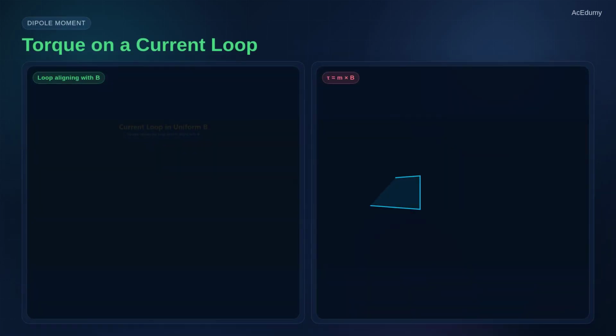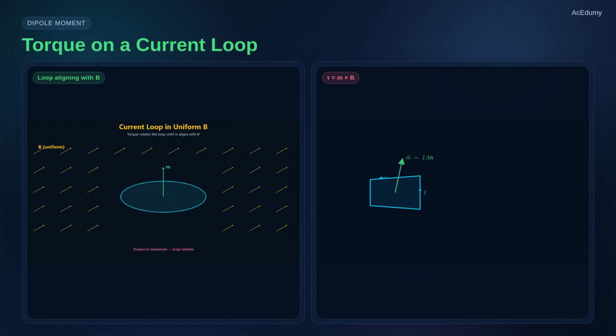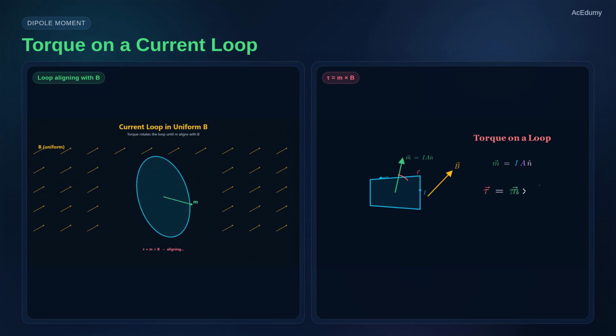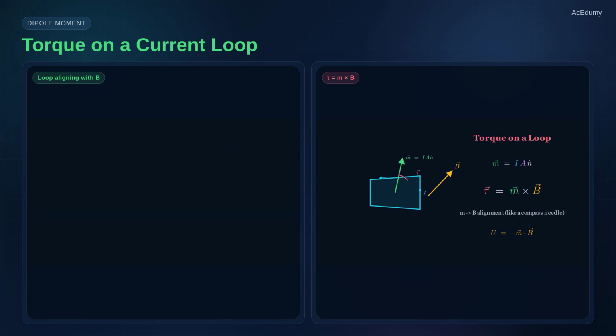What about a closed current loop in a uniform field? Here, the net force is zero. The forces on opposite sides cancel. But there is a torque, and it tries to rotate the loop. We define the magnetic dipole moment m as I times A times n hat, where A is the area of the loop and n hat is the unit normal chosen by the right-hand rule along the current direction. Why this particular definition? Because with it, the torque on the loop in a uniform B field takes a clean form. Tau equals m cross B.